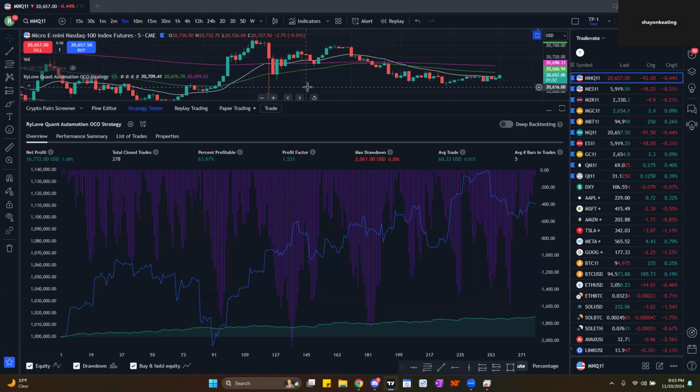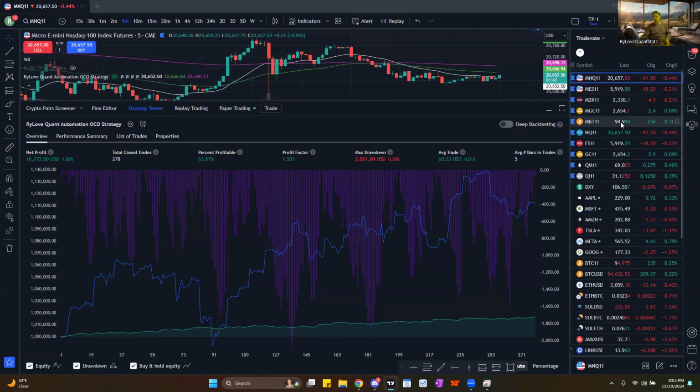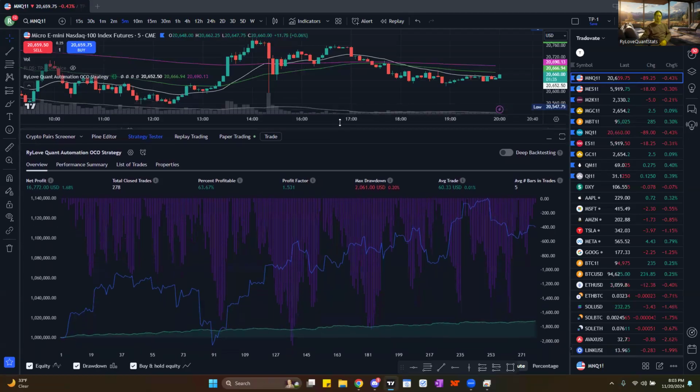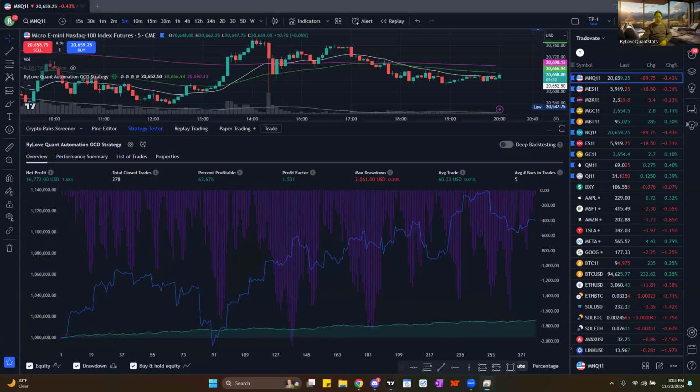So MNQ doesn't have any micro fees then? It does. It's just we're not buying as many contracts because it's worth more, essentially. One Bitcoin's worth 90,000. One full NQ contract is like 300,000. So that's why we have to buy less to risk the same amount, and therefore your fees aren't getting associated with it too much.